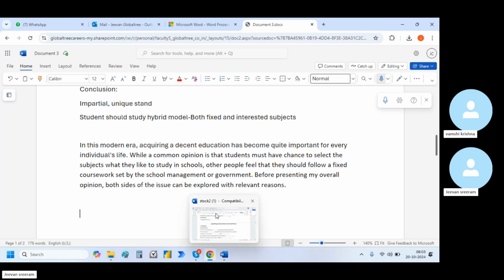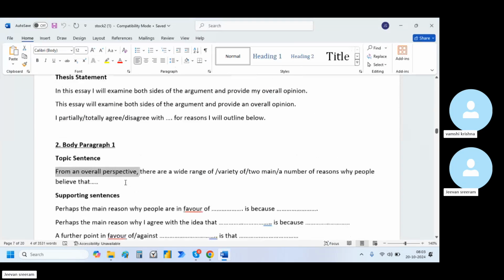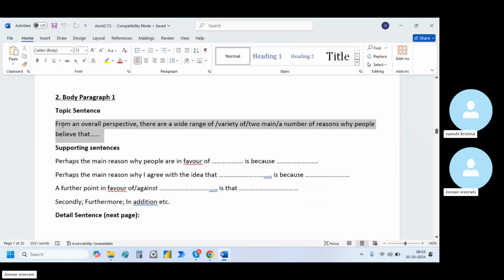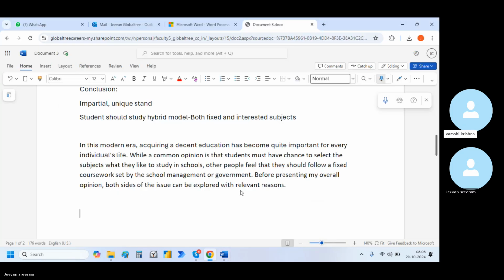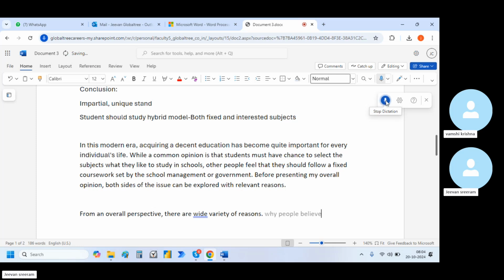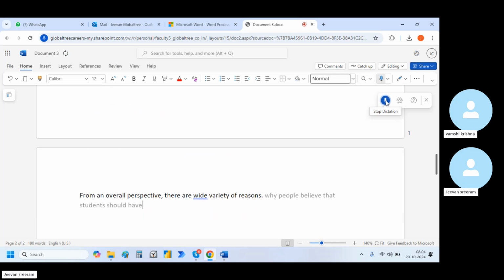So I'm going to take this, but with slight modification. Okay, I'm going to take this sentence. From an overall perspective, there are wide range of reasons why people believe that students must be allowed to study their own subjects. Okay. From an overall perspective, there are wide variety of reasons why people believe that students should have freedom to choose their subjects in school.